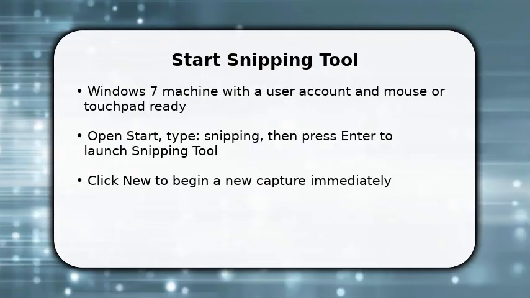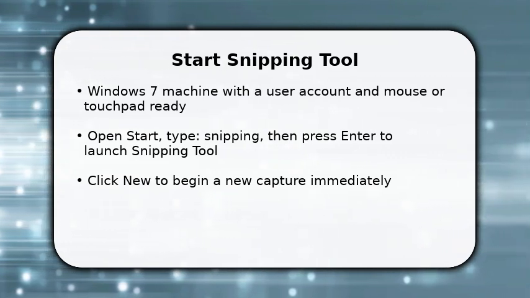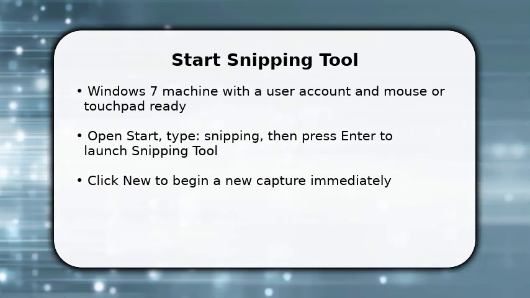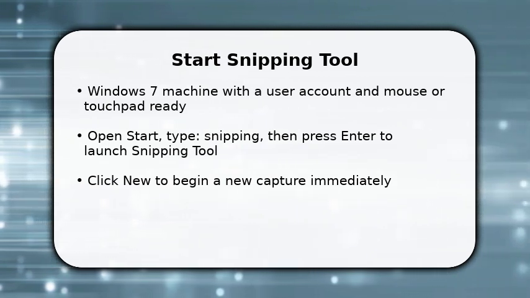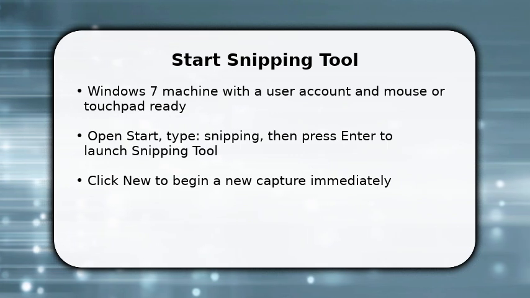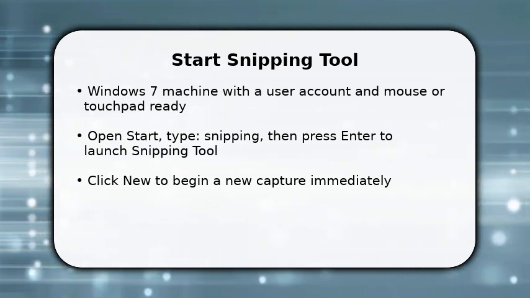You begin by launching the tool quickly. Open the Start menu, type Snipping, and press Enter so you don't waste time navigating menus. Once the Snipping Tool window appears, make sure you can see the content you want to capture. Click New to start a capture right away. This begins a rectangular selection by default.